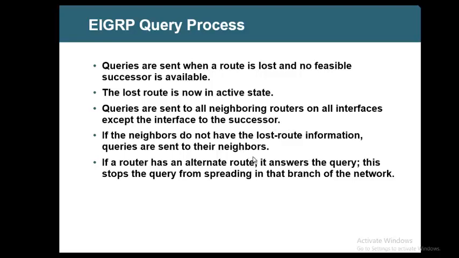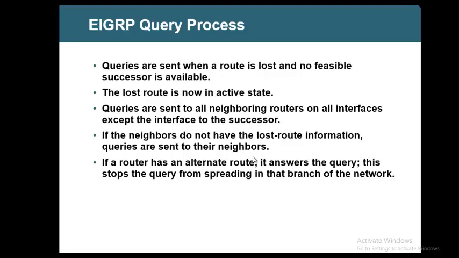That's what here we see. If the adjacent router which received the query has an alternate route, it is going to respond to the query. It is going to answer the query. So this response to the query stops spreading the query in that branch of the network. Now, who responded? Assume E responded, saying, "Hey B, don't worry, I know the route, come through me." E says that, but B will not use it.